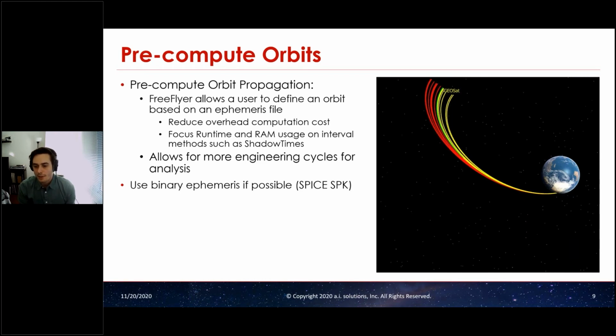And if possible, use a binary ephemeris file, such as a SPICE SPK. Their file sizes are much smaller than their ASCII equivalent, and the read and write times are much faster. And in FreeFlyer, we actually allow the user the ability to read from a SPICE file and also write out to a SPICE file.